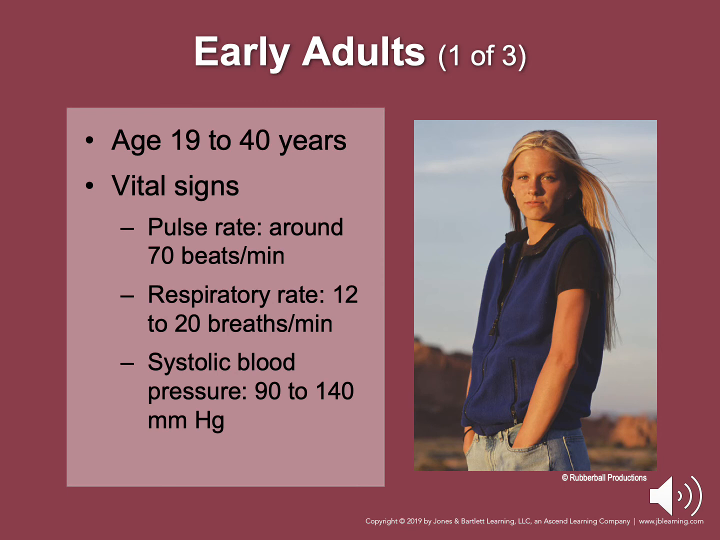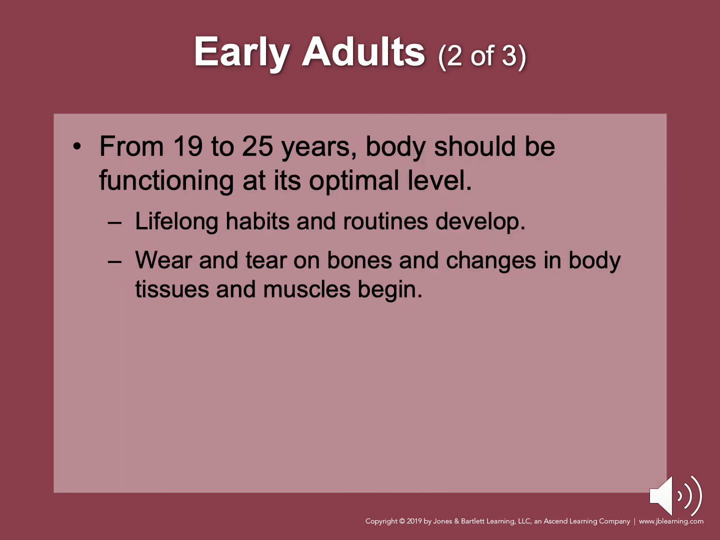From ages 19 to 25, the body should be functioning at its optimal level. Lifelong habits and routines develop. Wear and tear on bones and changes in body tissue and muscles begin. Discs in the spine begin to settle in height, sometimes strength. Fat tissue increases, which leads to weight gain. Muscle strength decreases and reflexes slow, and unintentional injuries are the leading cause of death in this age group.